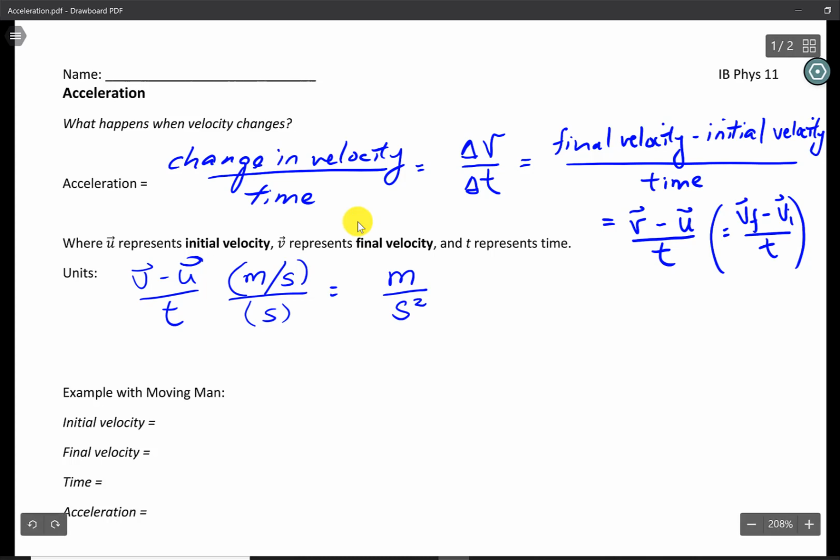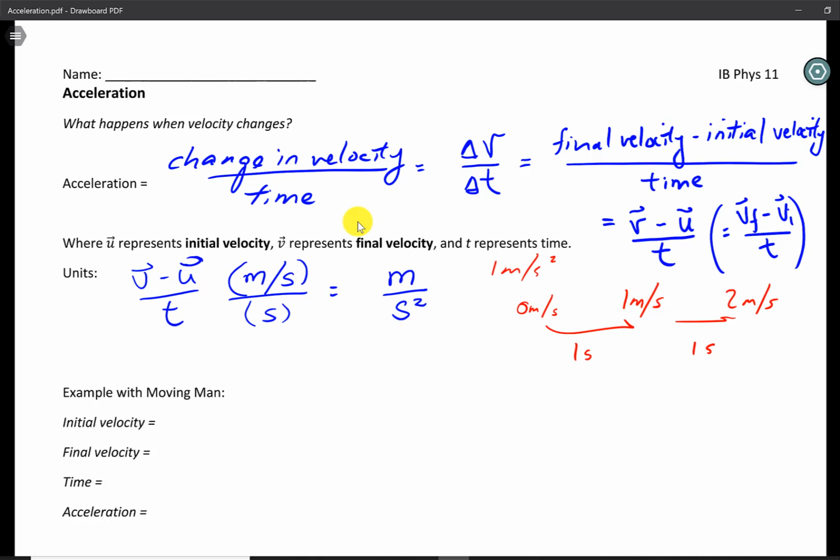What that kind of means is, some of you might think, does this mean that every second I gain 1 meter per second of speed? For example, if I start off at 0 meters per second, and let's say my acceleration is 1 meter per second squared, does it mean that after 1 second I am now traveling at 1 meter per second? Then the next second, I'm traveling at 2 meters per second. Yes, you're kind of right in that sense, but we need to be very careful about one thing.